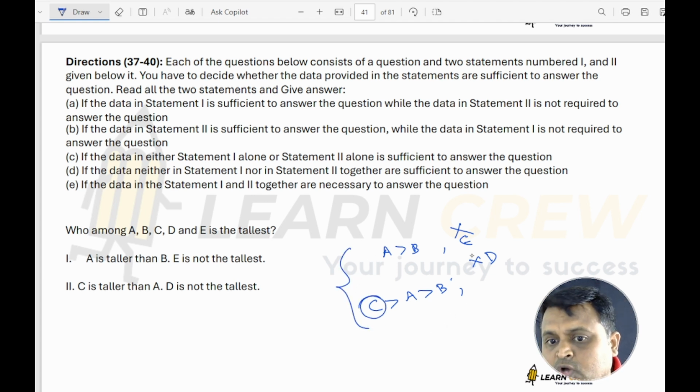For example, if the second information is not there, then you cannot say that. But by combining these 2 pieces of information, we can say A is greater than B, E is not tallest, C is taller than A, and D is not tallest. So D and E are not in front of C. So definitely C has to be tallest. E and D must be after C only. So answer is both 1 and 2 are required. So option E is the answer.